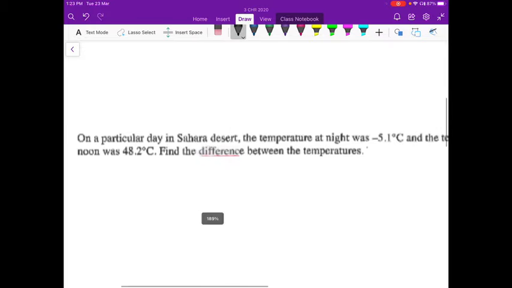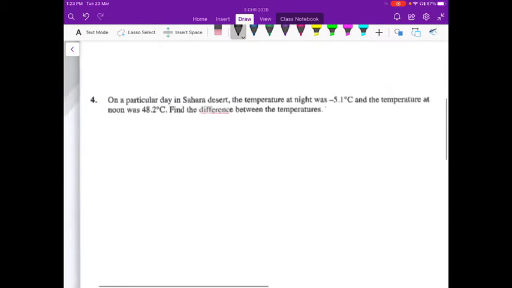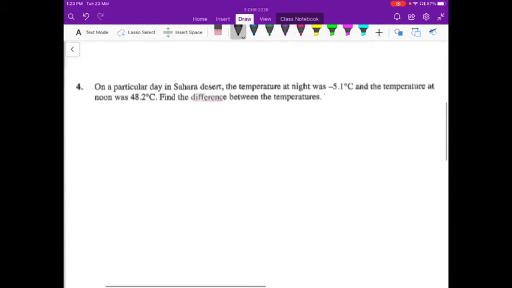Now, question 4. We've got some word problems now. You all like the word problems? I need you to understand, the word problems are never ever meant to be complicated. So don't start by thinking that you cannot understand, you cannot do all these word problems, because you can.